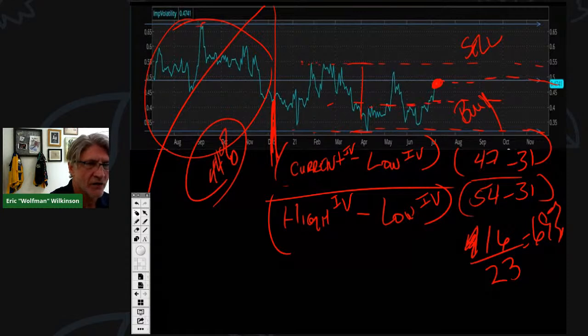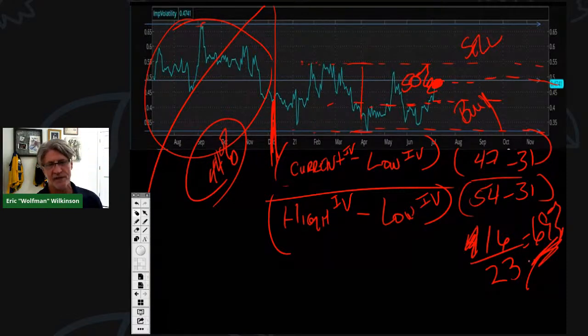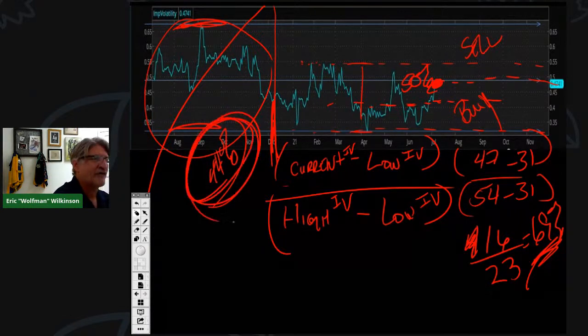Above and below 50%: if it's above 50%, you're selling. If it's below 50%, you're buying. This one's giving me a 69. If I use the whole range, though, it's giving me a 44. I don't think we're going to get that kind of volatility, folks, so that's why I'm discounting it.